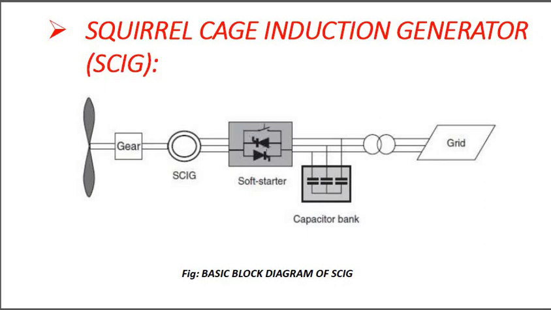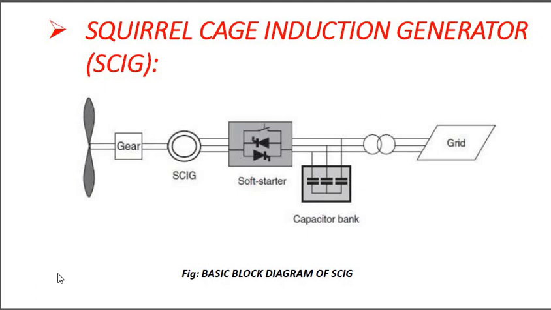The output from this soft starter is directly given to the transformer, and the transformer secondary is connected to the grid. This capacitor bank is used for improving the power quality generated from the SCIG. So this is the basic block diagram of SCIG. As shown in the figure, SCIG is directly grid coupled. The SCIG speed changes by only a few percent because of the generator slip caused by changes in wind speed. Therefore, this generator is used for constant speed wind turbines.